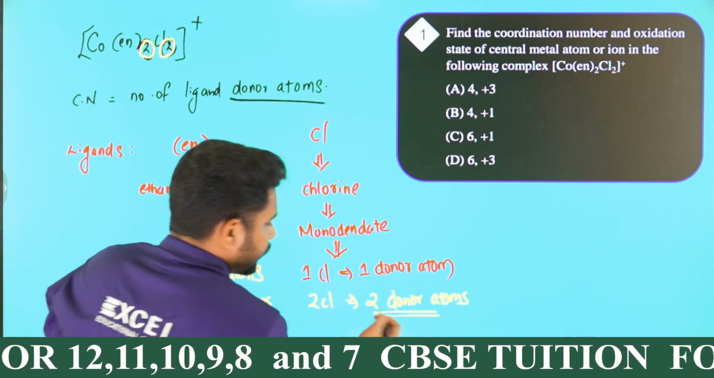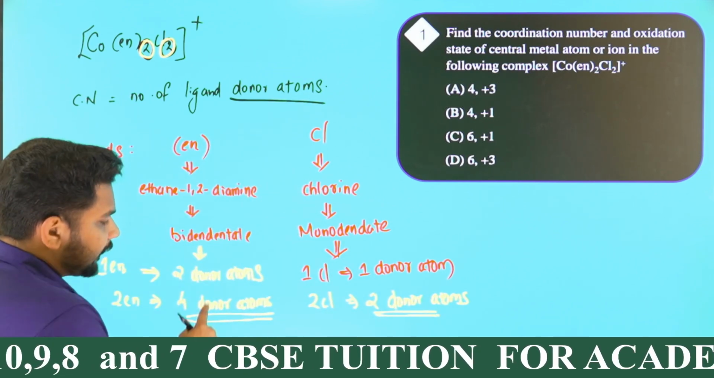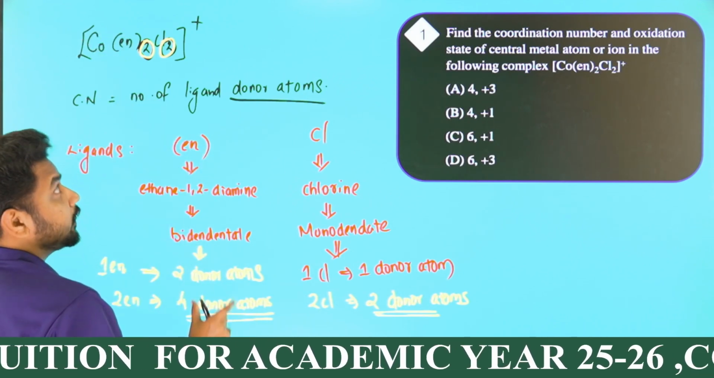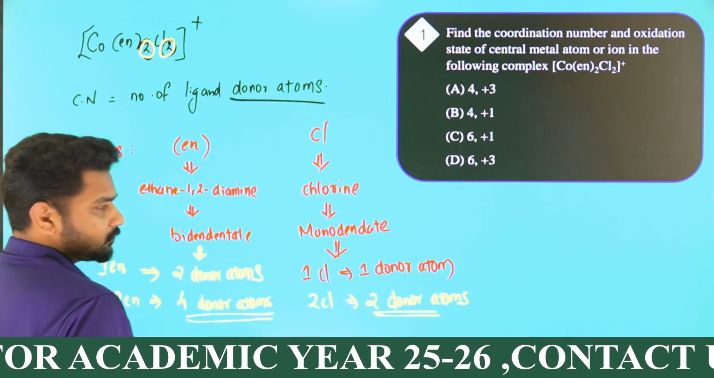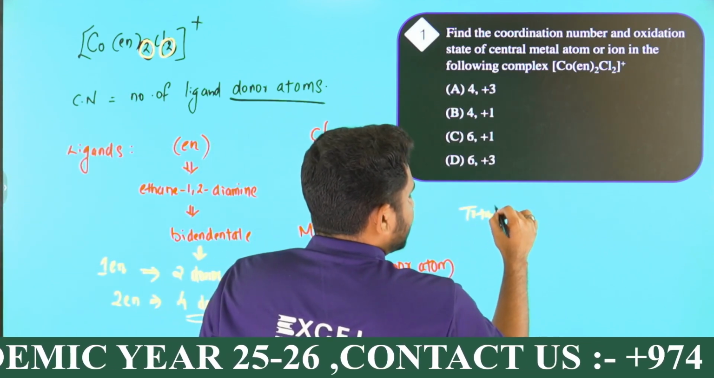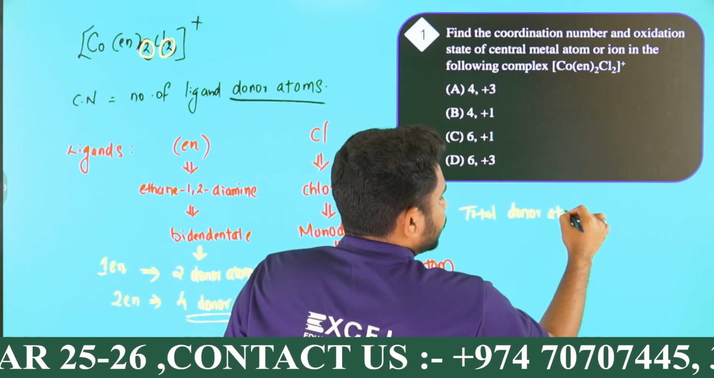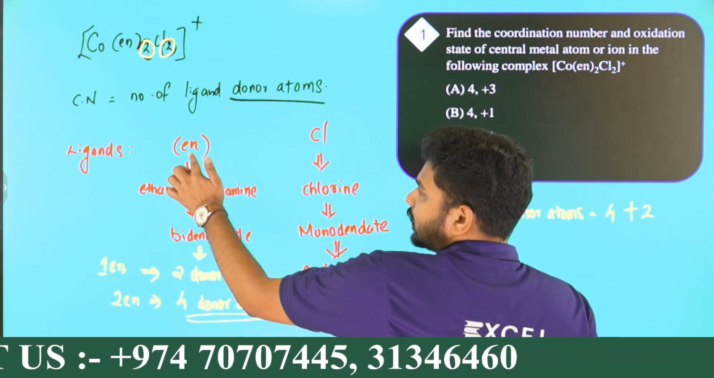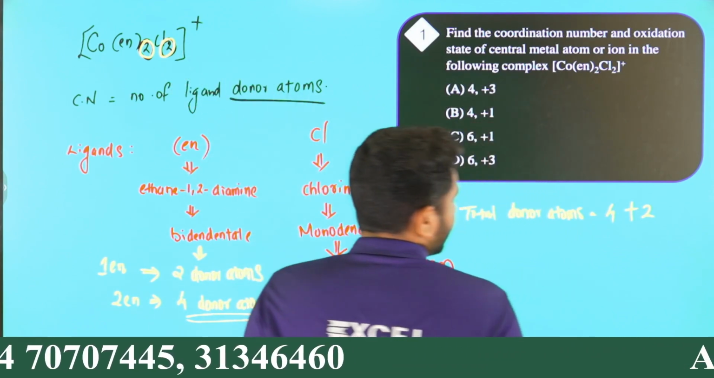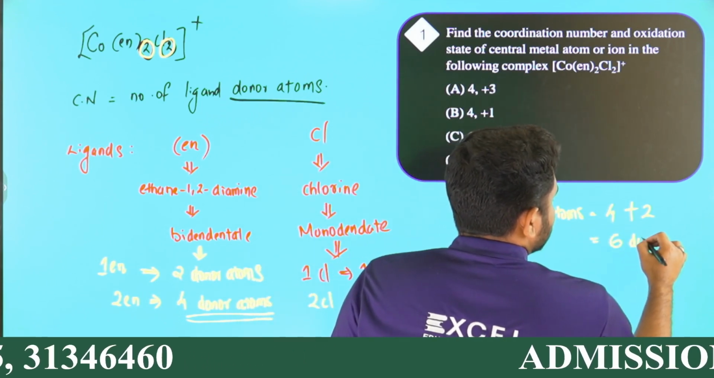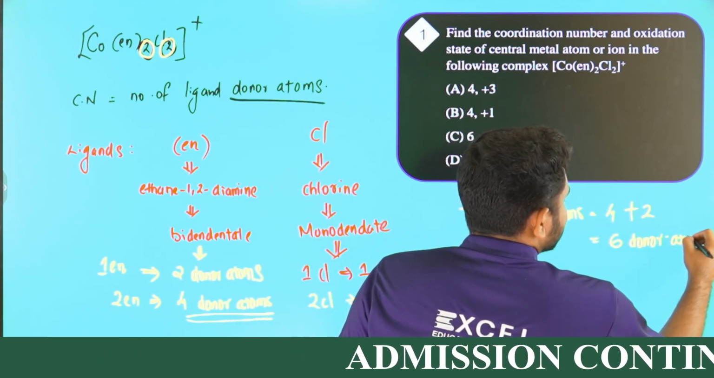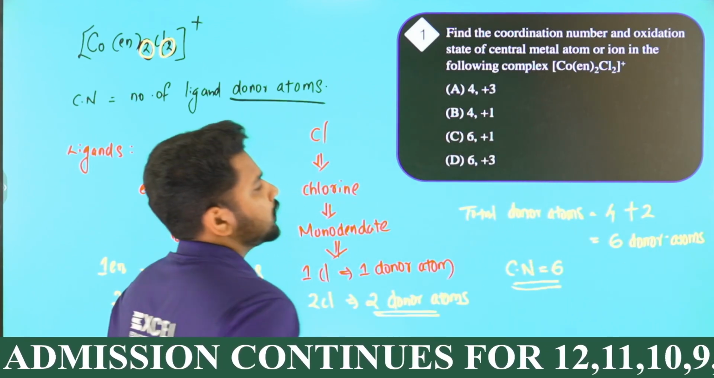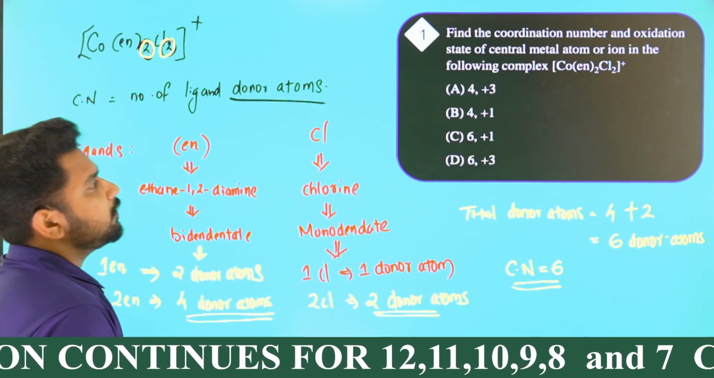You got it? So these are the total number of donor atoms. What are the total donor atoms? From the ligand en, we got 4 donor atoms. From the ligand chlorine, we got 2 donor atoms. So the total is equal to 4 plus 2: 4 donor atoms from the en ligand and 2 donor atoms from the 2 chloride ligands. So a total of 6 donor atoms are there. So we can confirm that the coordination number is equal to 6. So we found the coordination number.